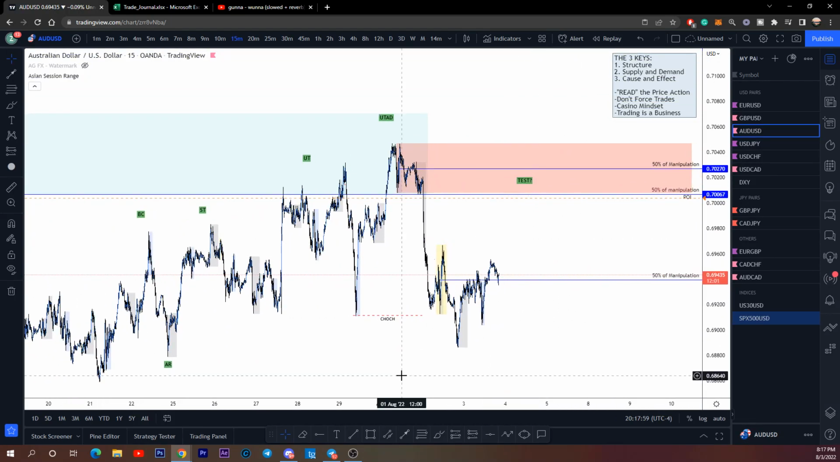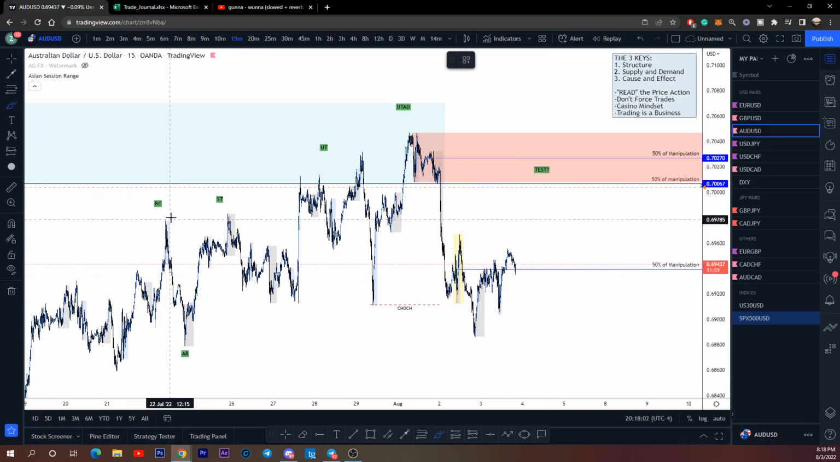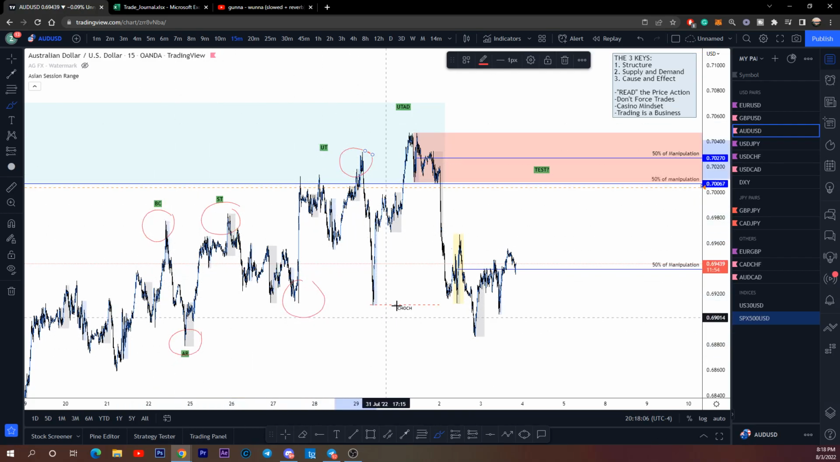What is our current structure? So let's go ahead and mark out our structure. We have what? High, low, high, low, high, low, high, low. So right now, what is our current structure?